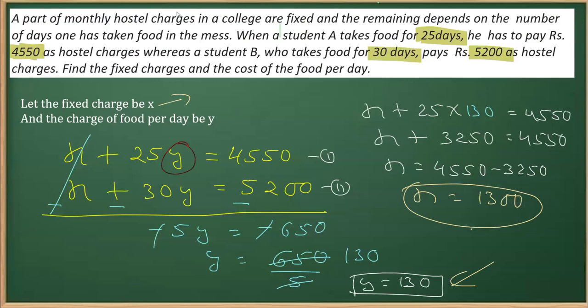So we can also write the statement that the fixed charge is rupees 1300 and the charge per day for the food is 130 rupees per day. So this is how we'll do this question.